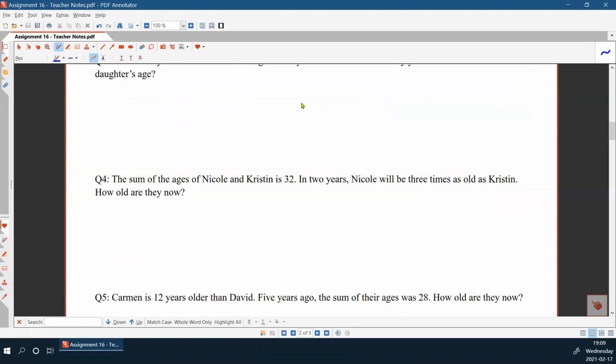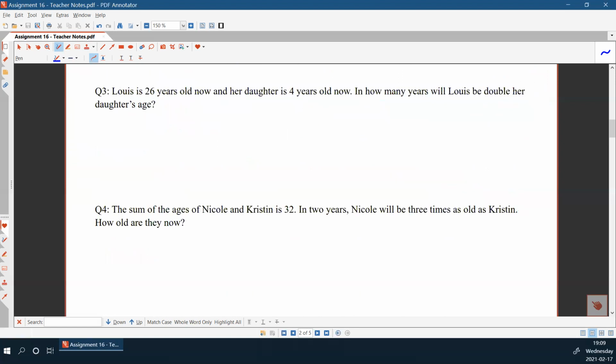Okay, next one. Question 3. Louise is 26 years old now, and her daughter is 4 years old now. In how many years will Louise be double her daughter's age? Okay, here you want to find in how many years will Louise be double her daughter's age, right? So we don't know the years, so we can use a letter T to denote the years, and then try to find some equality relationship and solve that equation to get T, right?